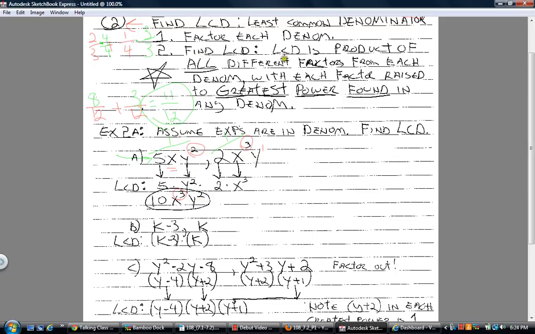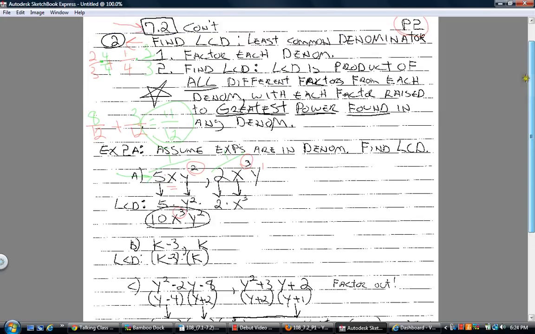If you go back up here, steps for doing these: factor each denominator. Okay, that's a key thing. You're going to see that coming up here in the next problem here. The LCD is the product of all the different factors from each denominator. Remember, DENOM is denominator, with each factor being raised to the greatest power found. That's what I was just showing right here. X to the third, x to the first. You pick the highest one, and that's why you put x to the third there.